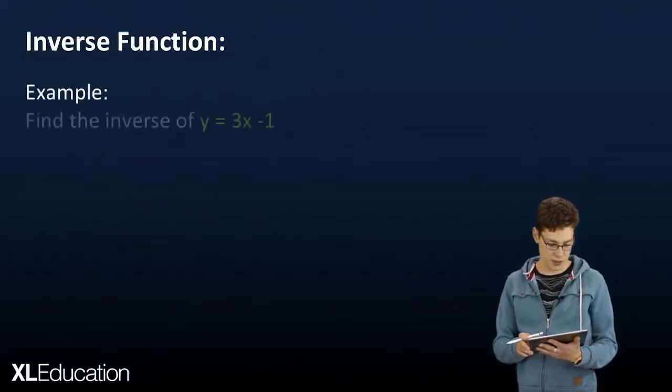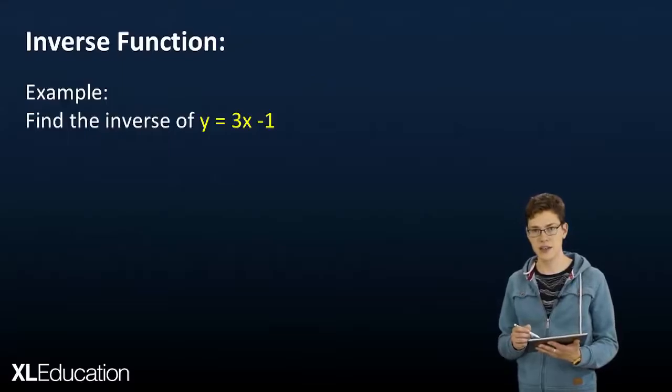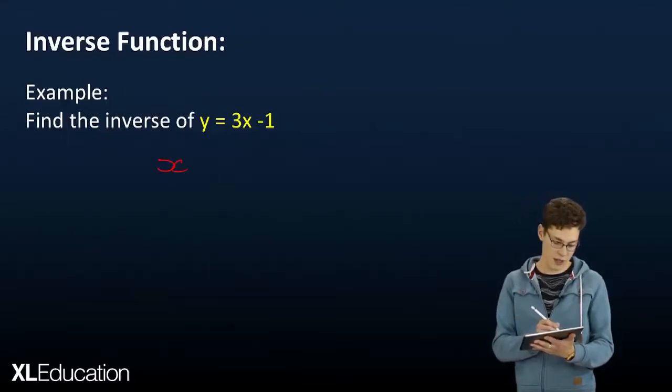So let's look at an example. Find the inverse of y = 3x - 1. So what we do is we swap our x and y's. x = 3y - 1. We take that minus 1 over.